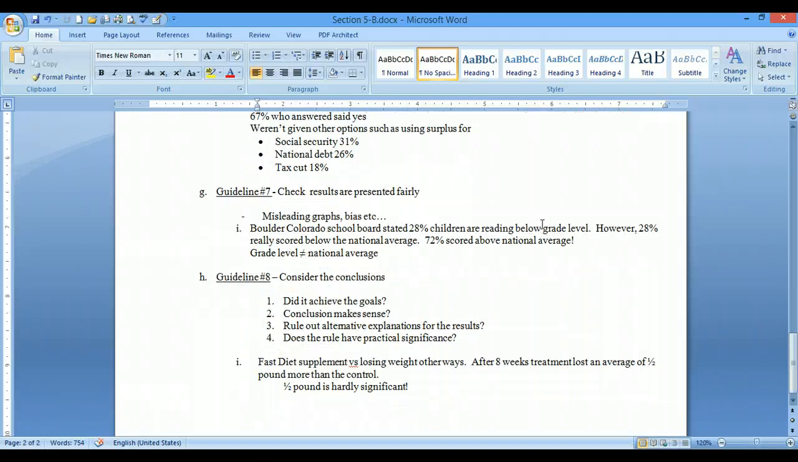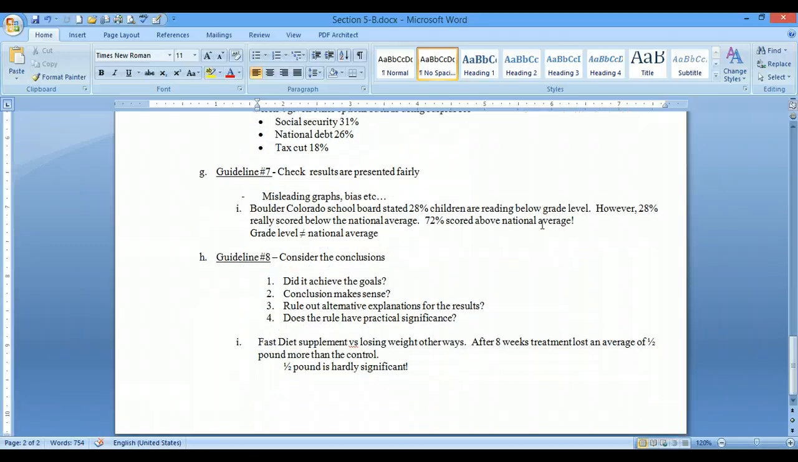Our last guideline, guideline number 8. Consider the conclusions. Did the conclusion of the statistical study achieve its goals? Does the conclusion make sense? Does it rule out alternative explanations for the results, like confounding variables? Also, does the result have practical significance?